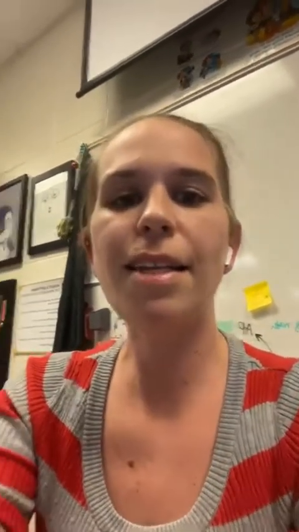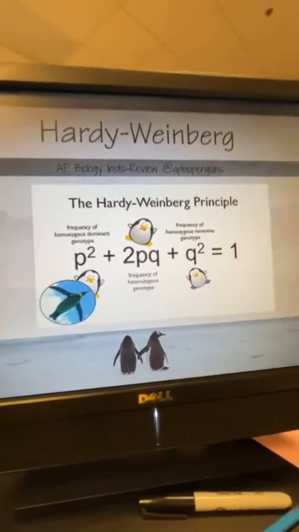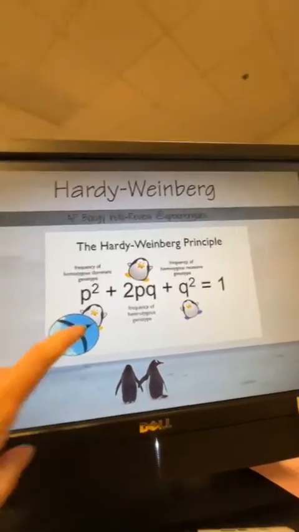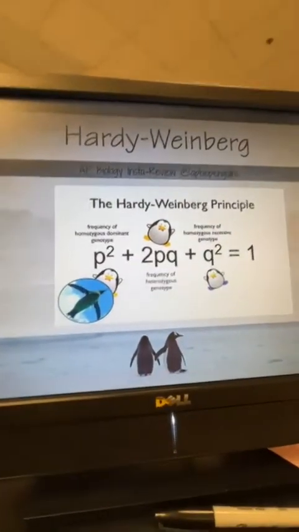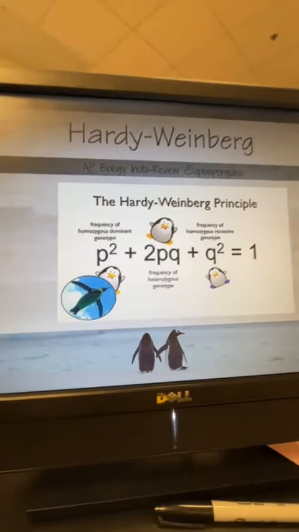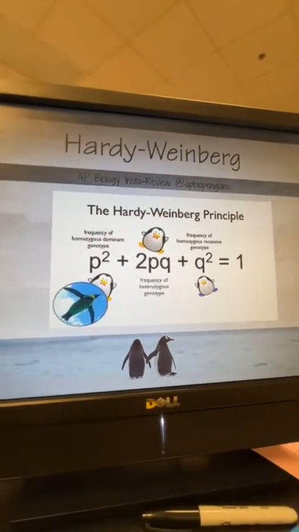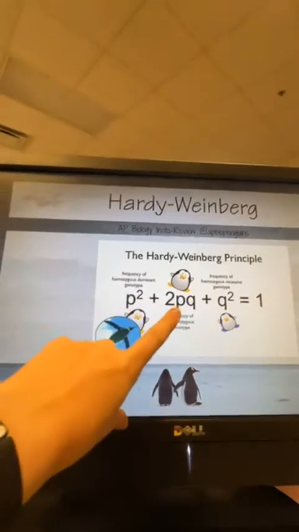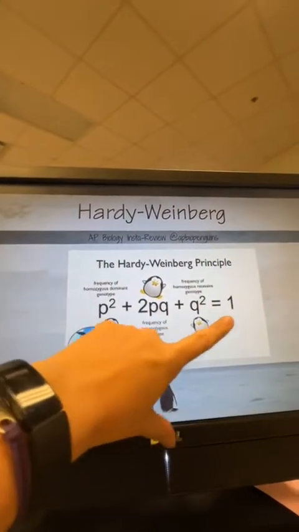So the next thing about Hardy-Weinberg is that there is a beautiful formula. Yes, I know, we love math. And of course, I think this may be from Miss Kim Foglia, because there's all these penguins on it, and penguins are my fave because they're dressed for success. Anyway, the equation we have here is p squared plus 2pq plus q squared equals 1.